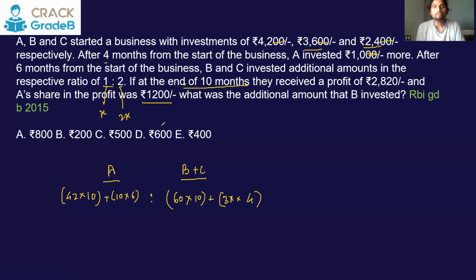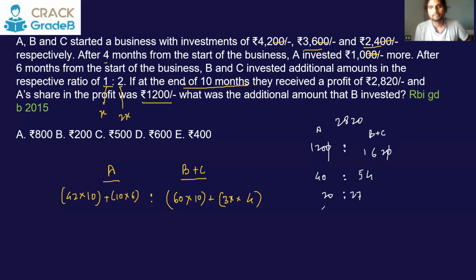So how are they going to divide their profit between A separate and B and C as a unit? A is going to get 1200. So out of 2820, if A is getting 1200, B and C together are going to get 1620. That means they are going to divide this profit in the ratio, 3 fives are 15, 3 fours are 12, 20:27. So this ratio should be 20:27.